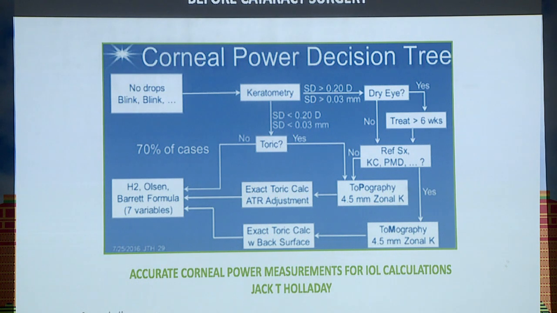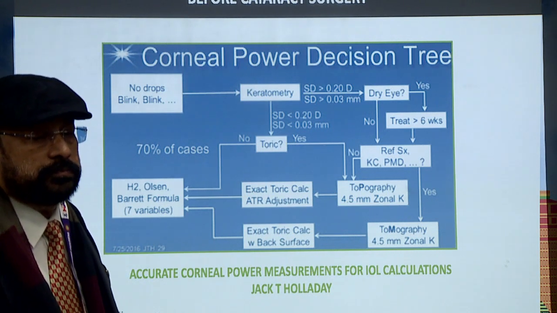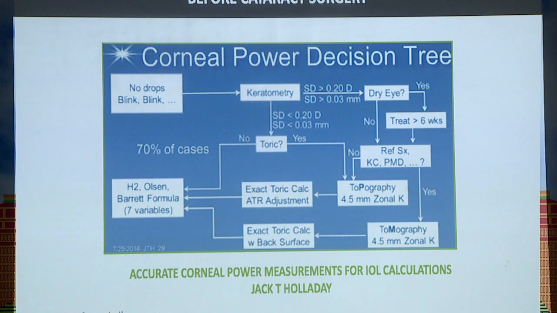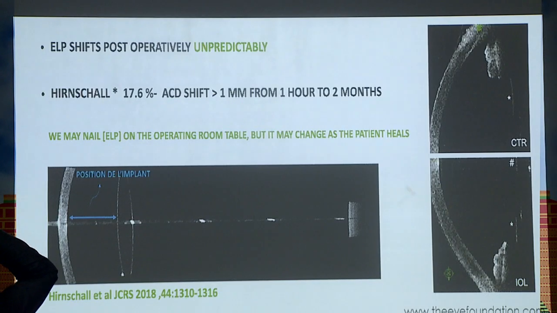In those 30% of cases when there is a challenge, when you see that your standard deviation in your readings is different, it is more than 30 micron, more than 0.2 diopters, look for dry eye. If dry eye is not there, don't give up. If there's some discrepancy, rule out whether there was a refractive surgery done, is there an early KC, is there a PMD, do a tomography, use the toric IOL power calculation, do everything to get the right result.